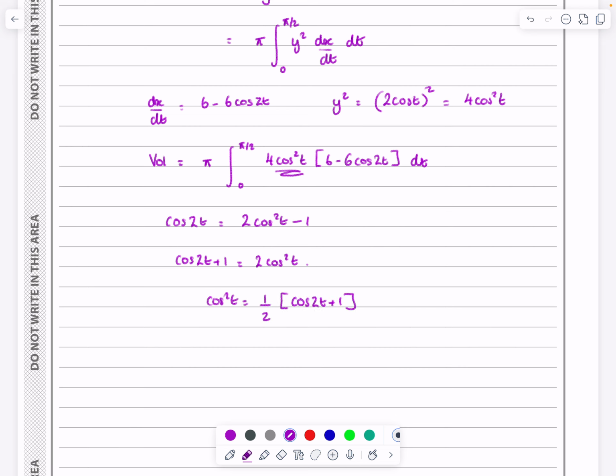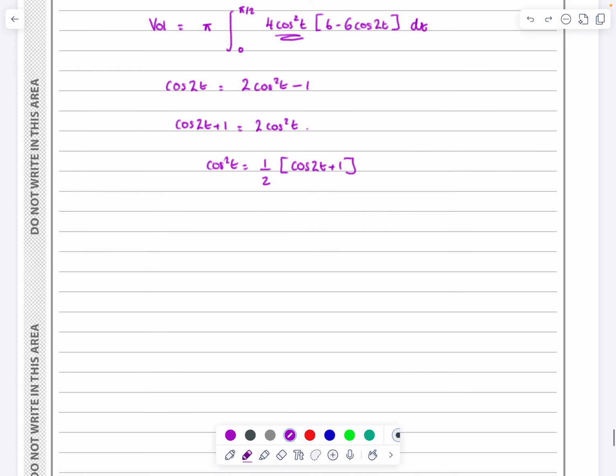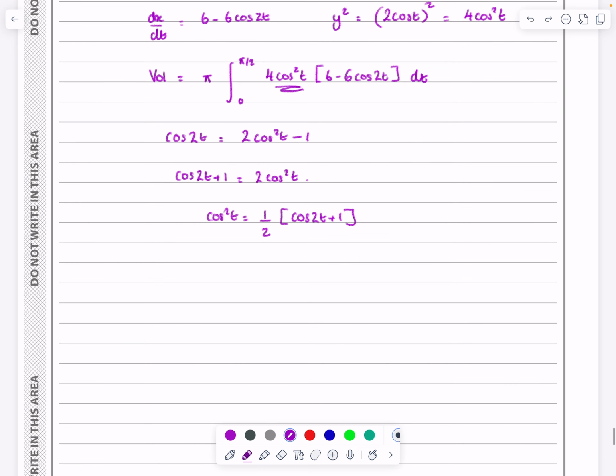That is a useful thing for you to be able to learn, because this is the way that we would integrate cos squared, is to change it to cos 2t, because you can integrate cos 2t where you can't integrate cos squared. But anyway, that's going to take the place of cos squared t. So my integral is now going to become the integral between pi over 2 and 0 of, putting that in, 2 lots of cos 2t plus 1.